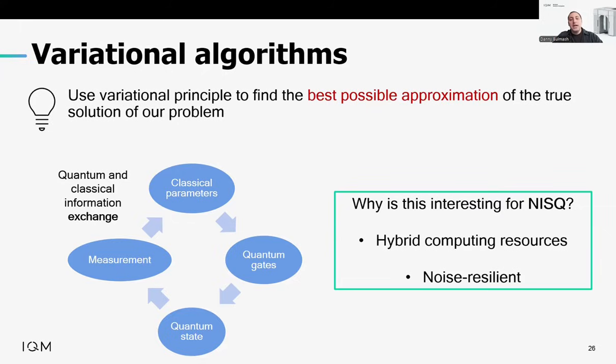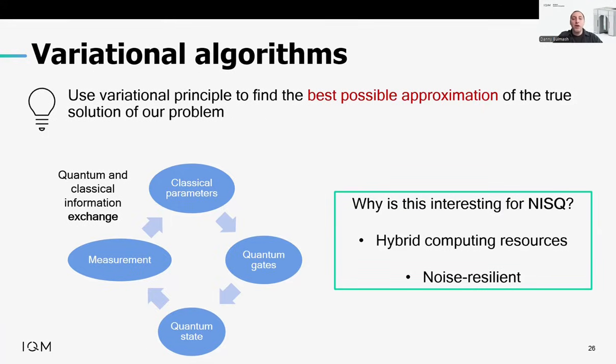And also, these algorithms tend to be pretty noise resilient. So even if your quantum computer has a lot of noise, and you can't control your qubits super well, these algorithms still tend to work pretty well. So we'll see how this works.